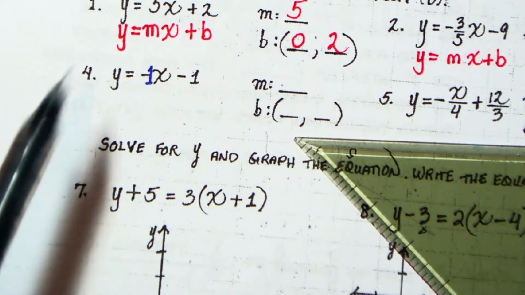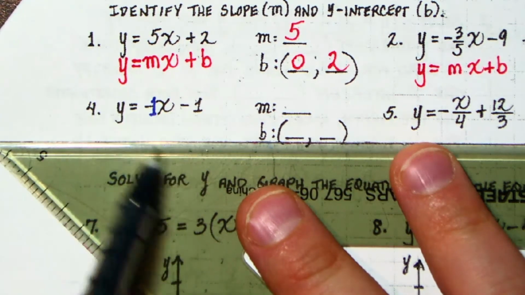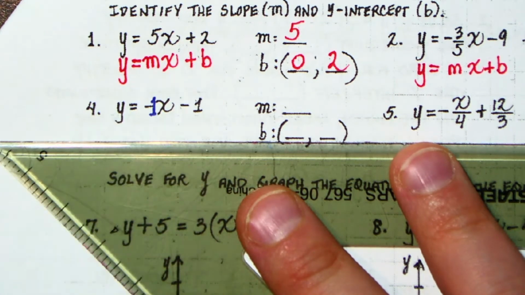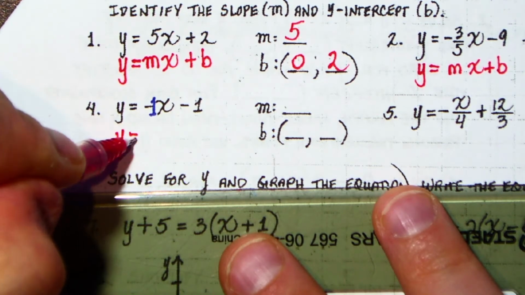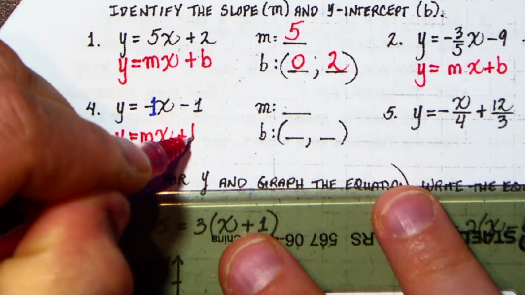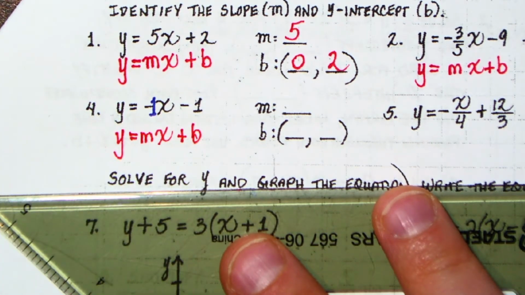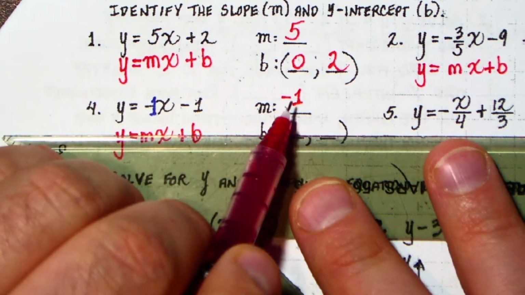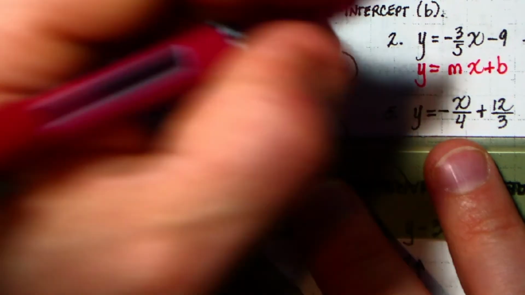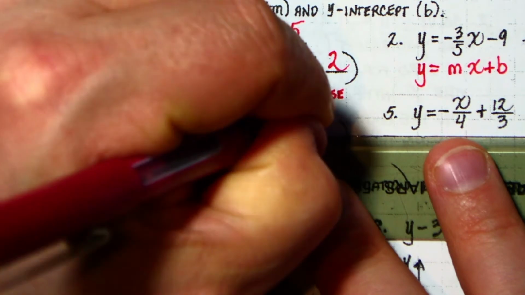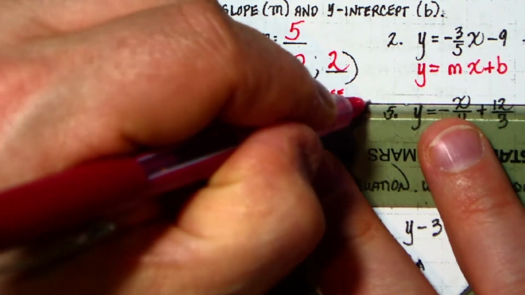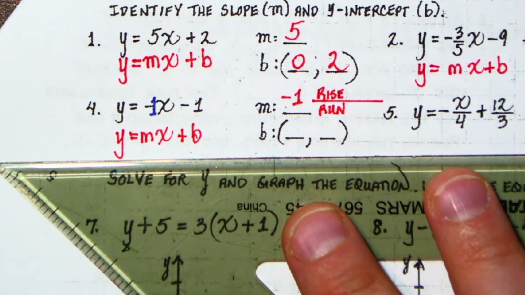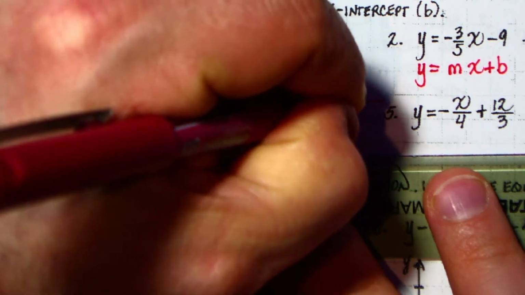Moving on to number 4. When we were looking at this yesterday, we put that 1 in between the negative and the x, and the original problem read negative x minus 1. And so now this is in the form y equals mx plus b. What's m? Negative 1. Very good. Can I ask a further question? What would be the rise and the run here? Perfect. Negative 1 over 1.